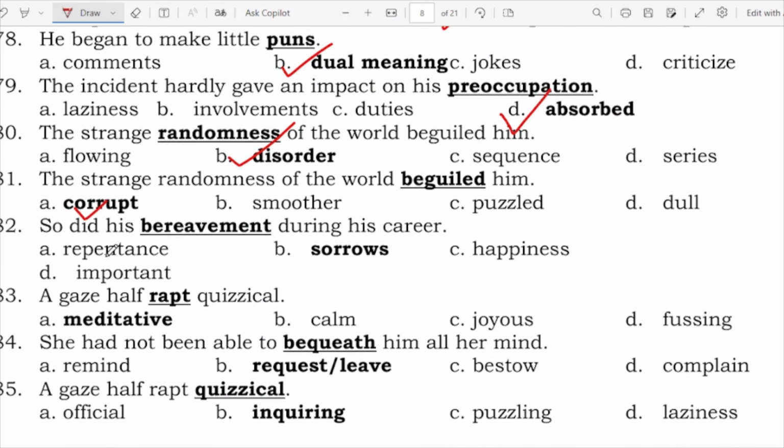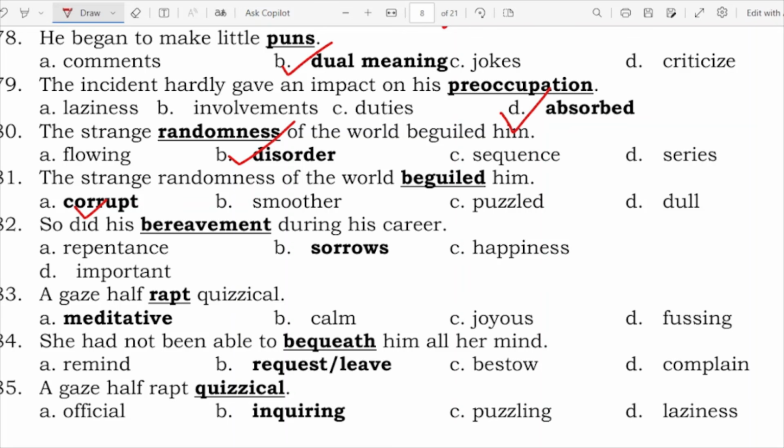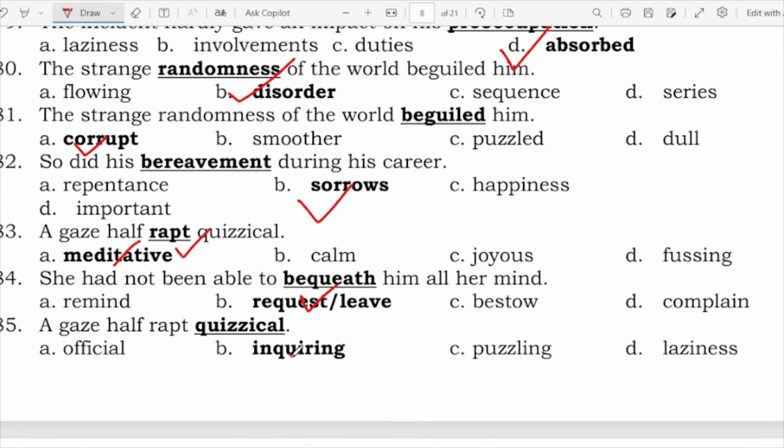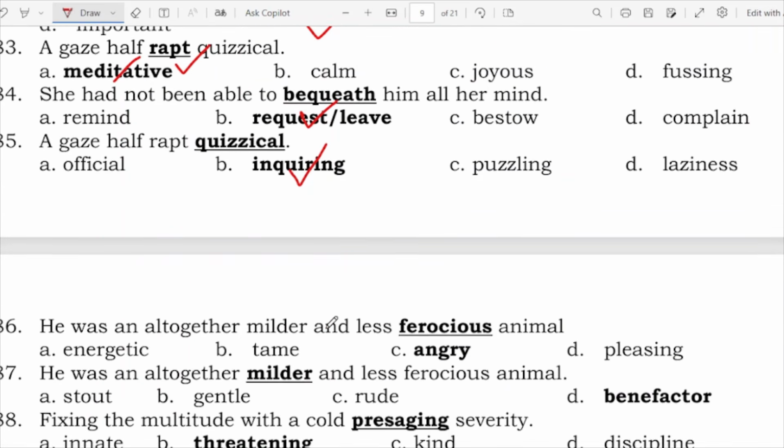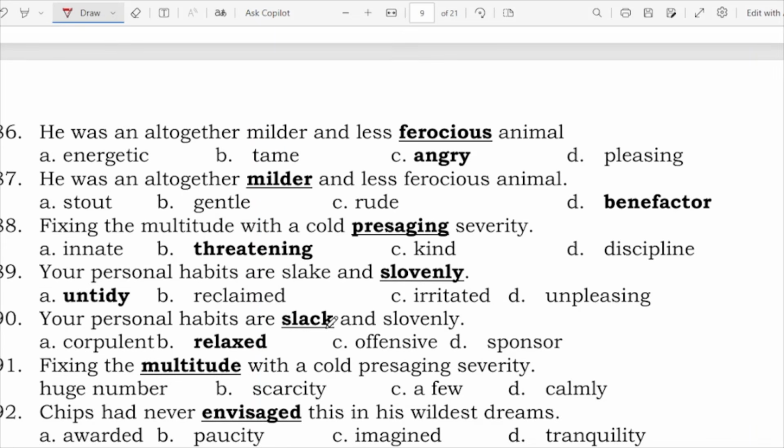Beguiled is corrupt. Bereavement is sorrow. Here we have sorrow. And gazed, half wrapped and meditative. And bequeath is request over here. Quizzically, inquiringly. So these are from Mr. Chips. Goodbye, Mr. Chips. Ferociously, here we have angry and milder. This is from the chapter of Ralston about his talking. That Ralston was a very angry man, ferocious animals.